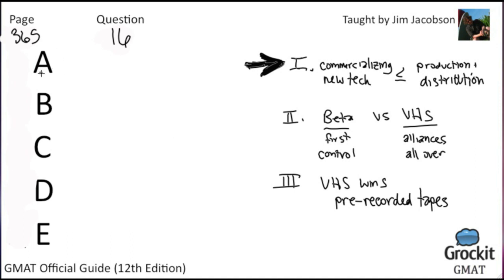Right. So A, the alignment of an automobile manufacturer with another automobile manufacturer to adopt a standard design for automobile engines. So this would be if VHS and Beta had formed some kind of agreement. It's not an agreement between two manufacturers of the VCR. It's the manufacturer between the VCRs and the videotapes. So this is not it.